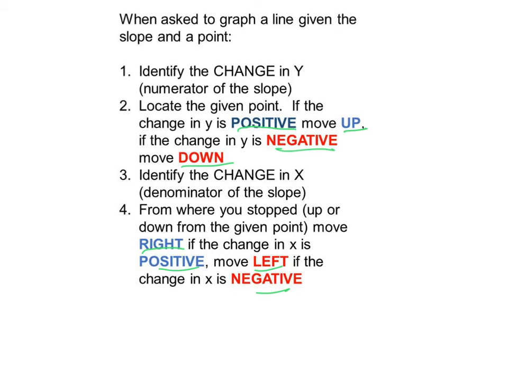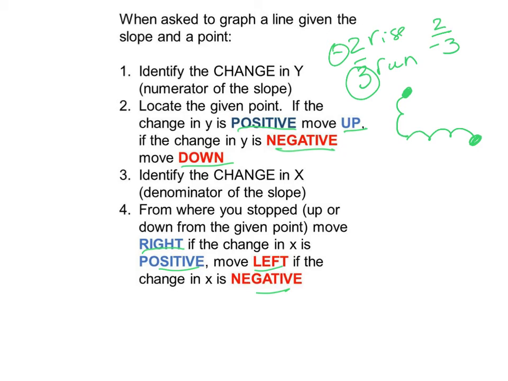So we'll have an example on the next page, but before then, you start with your point. If your slope is -2/3, this is your rise, this is your run. This is negative, so I'm going to go down 2. This is positive, so I'm going to go to the right 3.